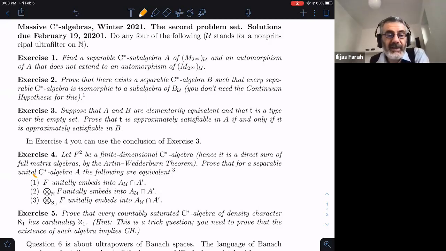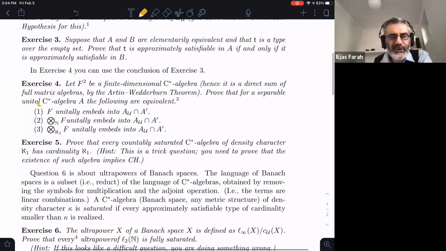Exercise four is something that I stated in class as a theorem of Effros and Rosenberg. Of course, it was a theorem back in the 70s or 80s, maybe around 1980. But right now it's an exercise. So basically the question is, you have a finite dimensional C*-algebra, you need to prove that for any separable unital C*-algebra, you have these four equivalent statements. They are also equivalent to yet another statement, which I stated in class, but this is an exercise. Number five is a silly thing, so I'm not going to say anything about it.